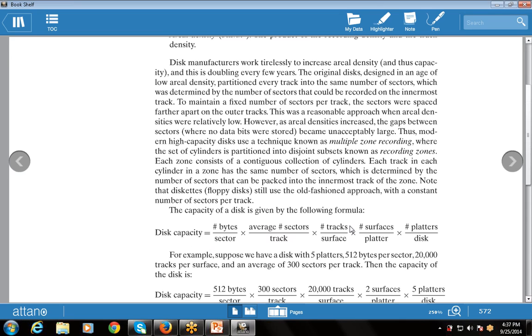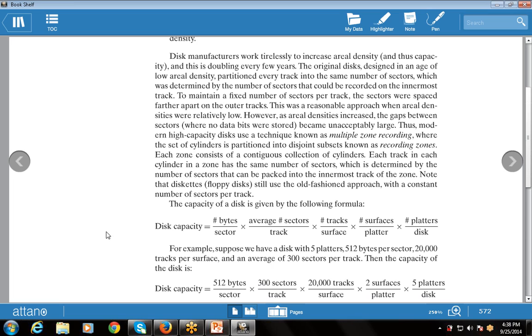This is your disk capacity. That is, capacity is calculated by the formula: number of bytes per sector times average number of sectors per track times number of tracks per surface times number of surfaces per platter times number of platters per disk. For example, if we have a disk with 5 platters, 512 bytes per sector, 20,000 tracks per surface, and an average of 300 sectors per track, then what is the capacity of the disk? This is the formula.